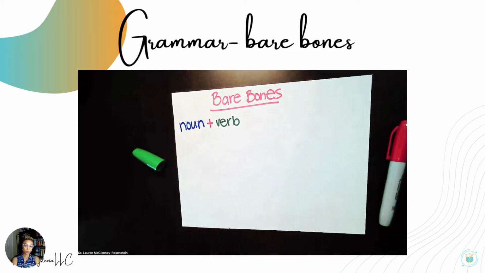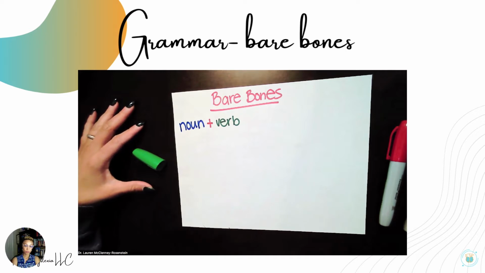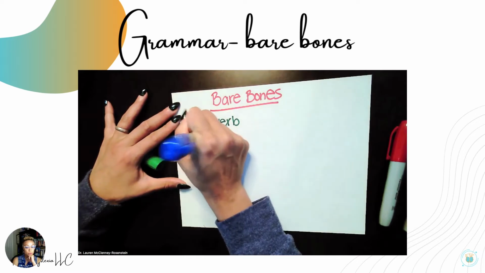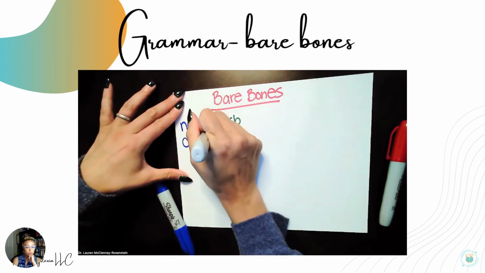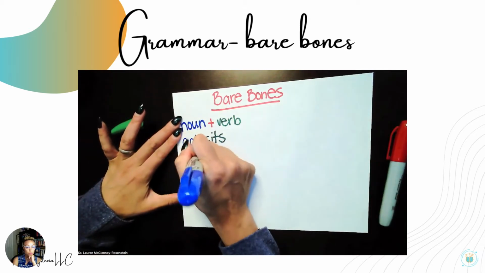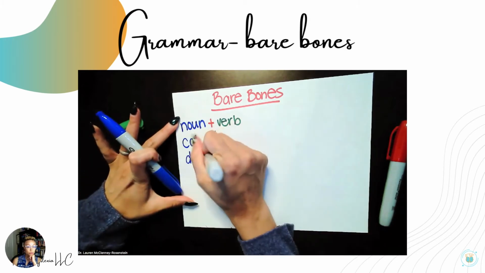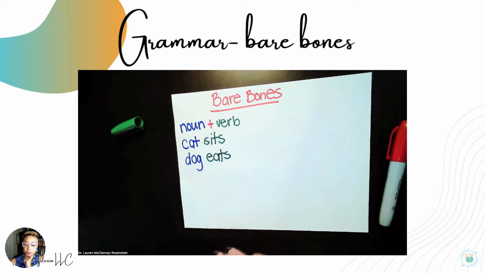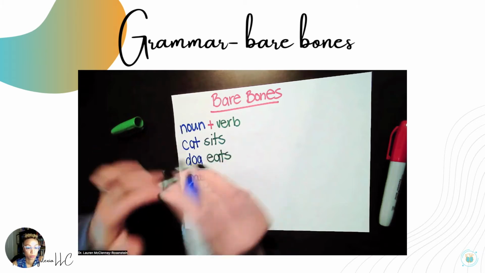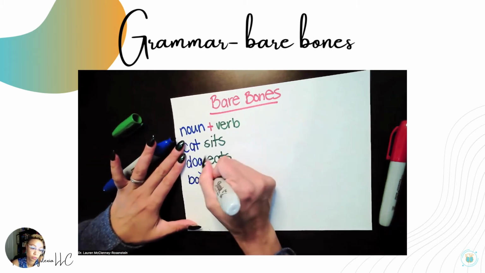So here's how we're going to break this down. I'm going to give you some noun-verb basic sentences. Now, these are caveman talk. That's how I usually break it down. This is a complete sentence. So we can have cat sits, dog eats. Let's do one more. Baby sleeps. Oops, doing it in the wrong color. Baby sleeps.